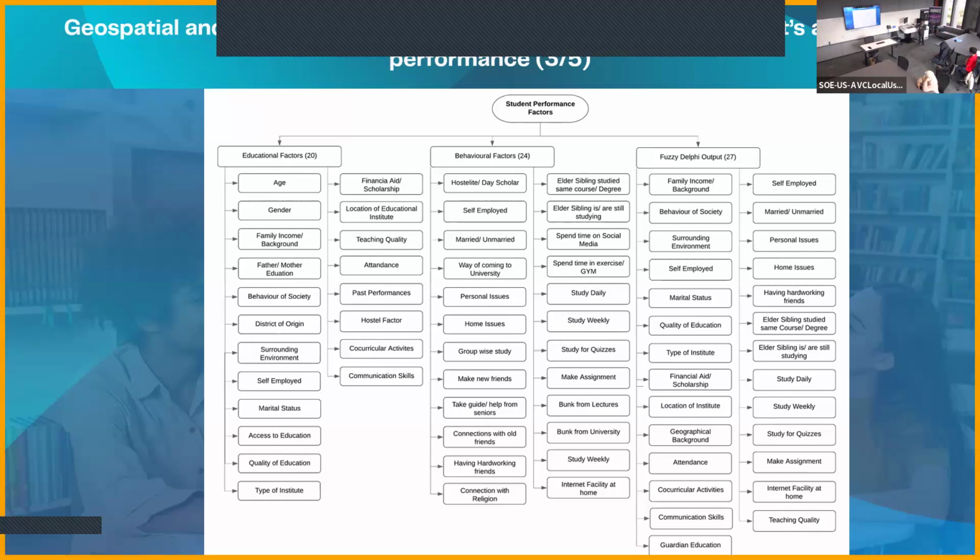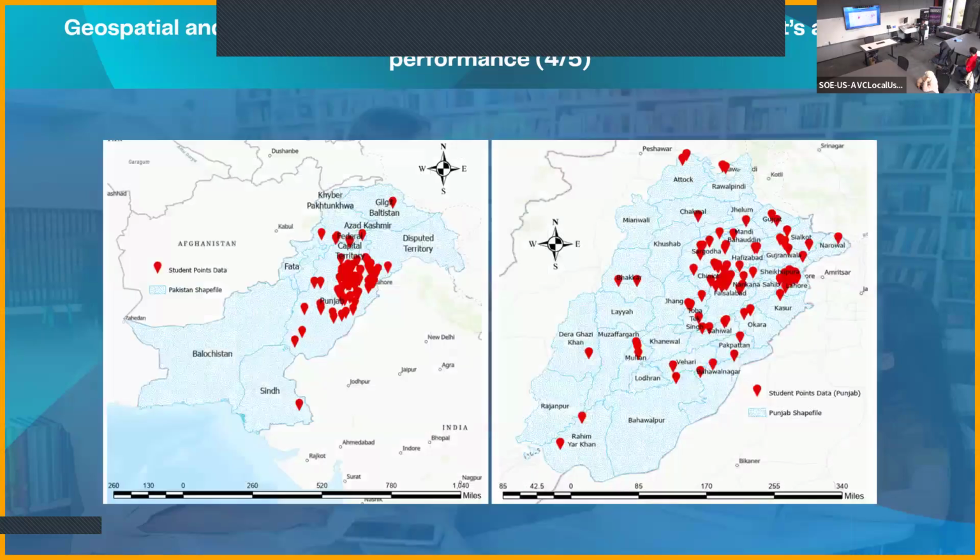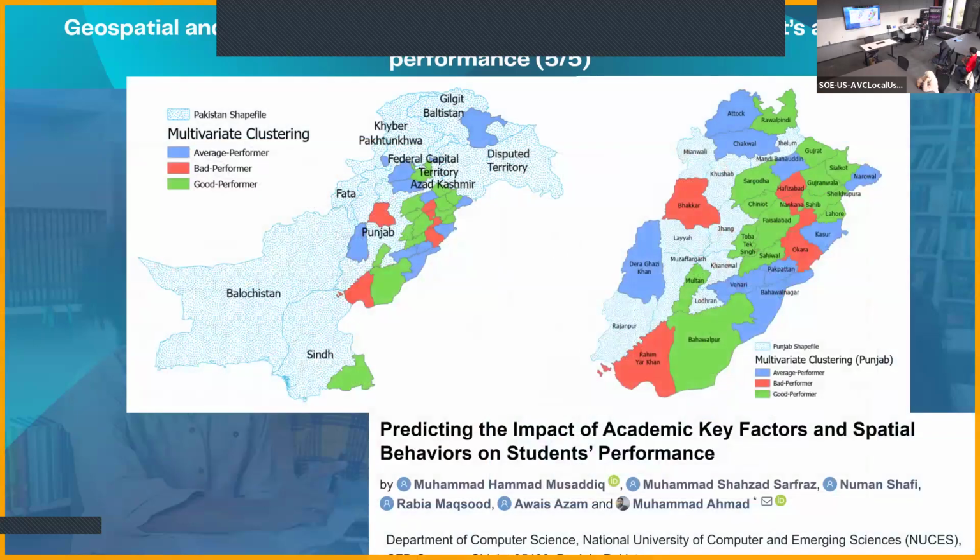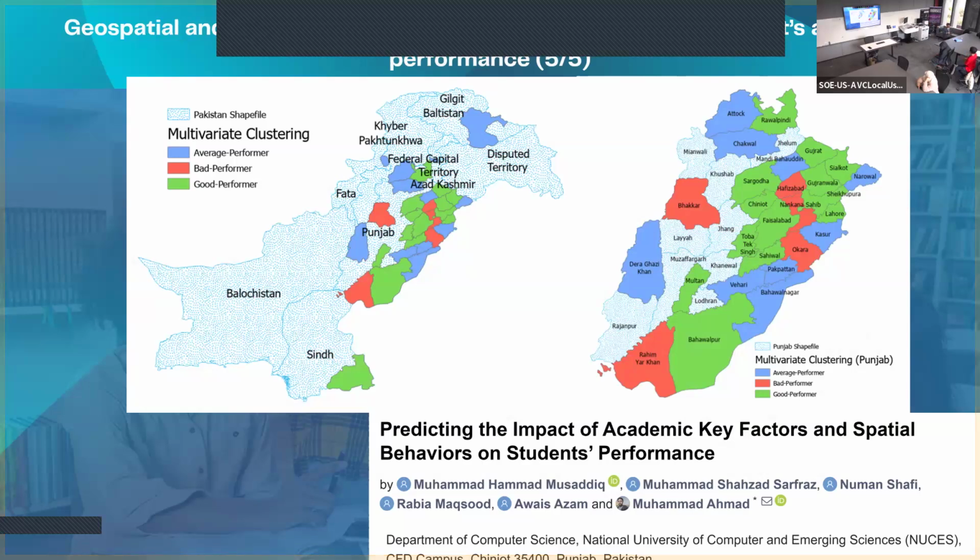So based on these academic factors, we again tried to plot the information on a location basis so that we can have a clear picture of which students have better performance and which have average performance, and from which district the students are having bad performance in their career. So it also gives a good picture, especially for the higher administration, so we need to focus on these areas.